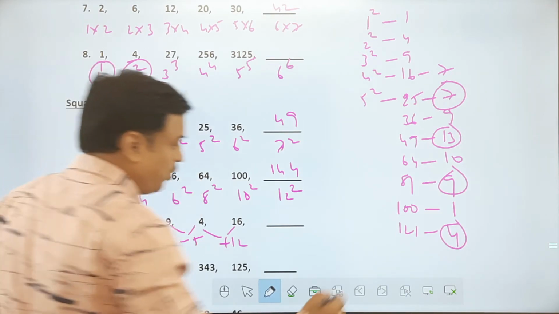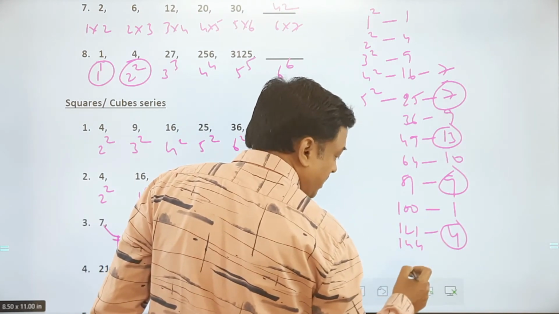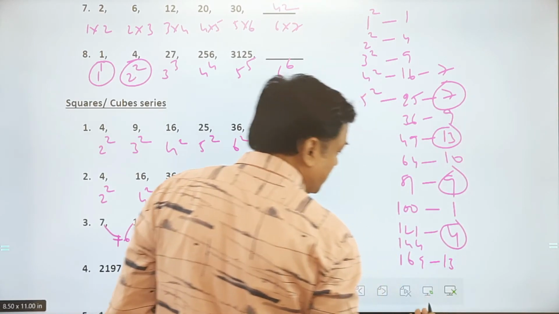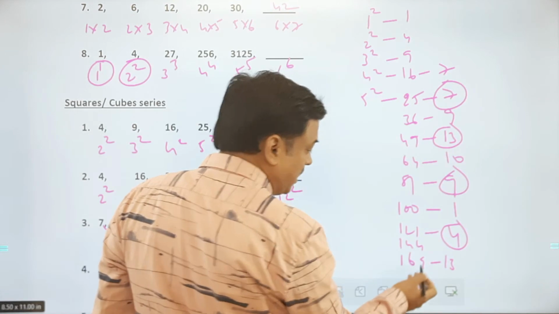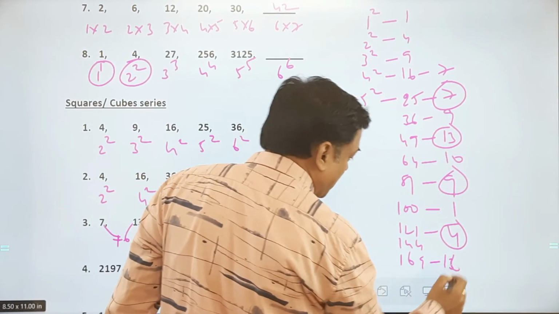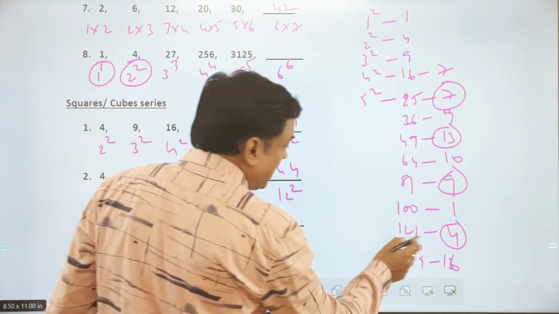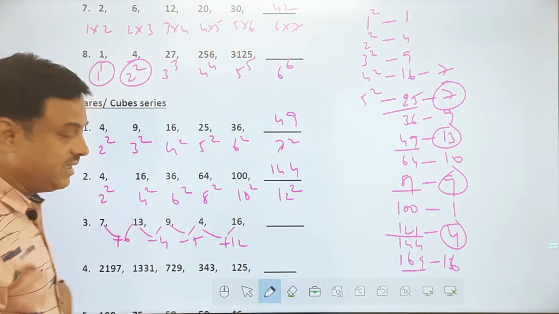The next is followed by 144, 11, 12 square, 169, 13 square. So something like 13 square. What is the sum of these numbers? 9 plus 1, 16 is what I get here, 16. So I got the next number as 16. So it is alternate numbers' square roots and then taking the sum.